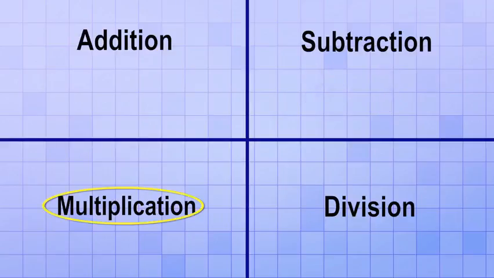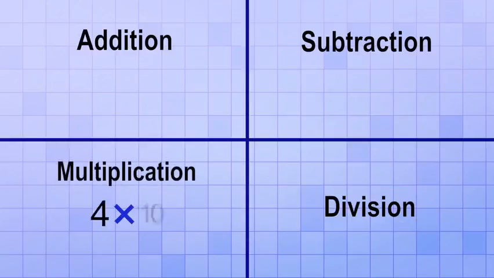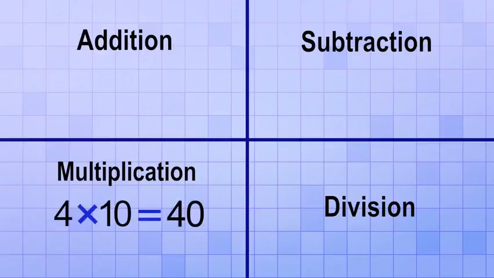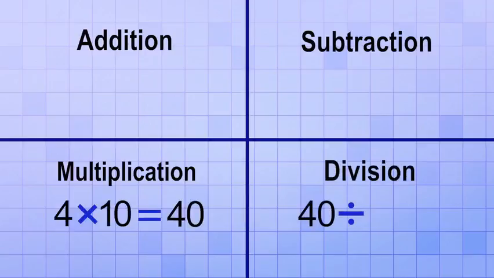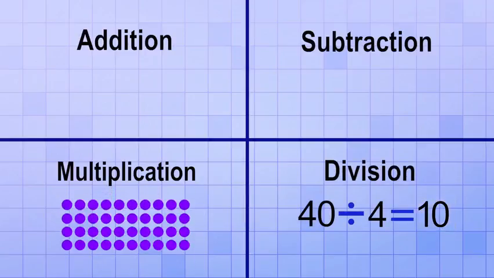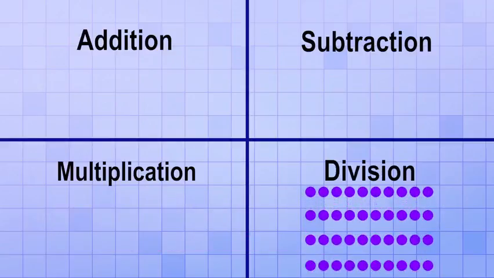Likewise, multiplication and division are inverse operations. If you multiply 4 times 10, that means to combine 4 groups of 10 for a total of 40. But then you could undo that by dividing. You could take that 40 and then divide it back into 4 separate groups of 10. So multiplying groups things, but dividing ungroups them.